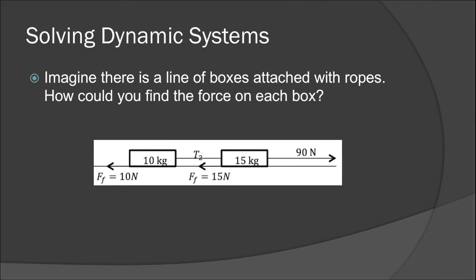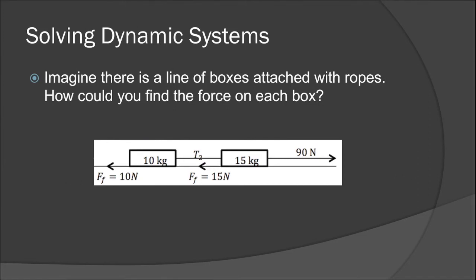There is one number that is consistent through all systems. That one number is our acceleration. If this 15 kilogram box speeds up forward at 0.5 meters per second squared, this 10 kilogram box must always be the same speed and the same acceleration. So no matter what system you choose here, the acceleration must be the same.